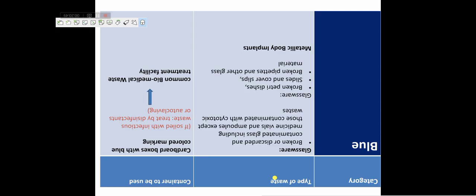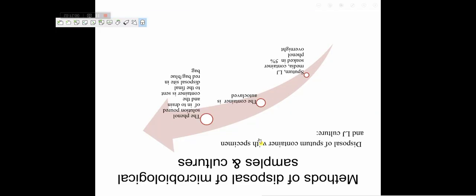So the containers to be used are cardboard boxes with blue colored marking, right? There will be blue colored marking. If soiled with infectious waste, it will be treated by disinfectants or autoclaving, right? So this is for the blue category.